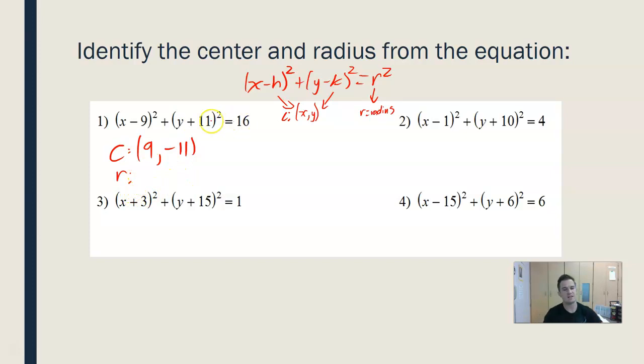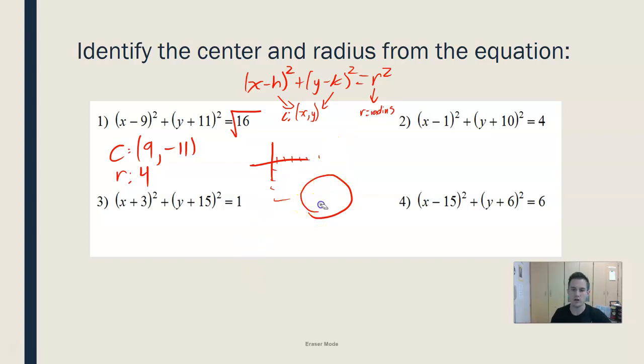And the radius of this circle is going to be the square root of this number, because that number right there is r squared, so the radius of that circle is going to be the square root of 16, which is 4. So this circle is centered at the coordinate (9, -11), so it's going to be like 1, 2, 3, 4, 5, 6, 7, 8, 9, negative 11. There's going to be a circle down here with a radius of 4. That's approximately what that circle would look like.